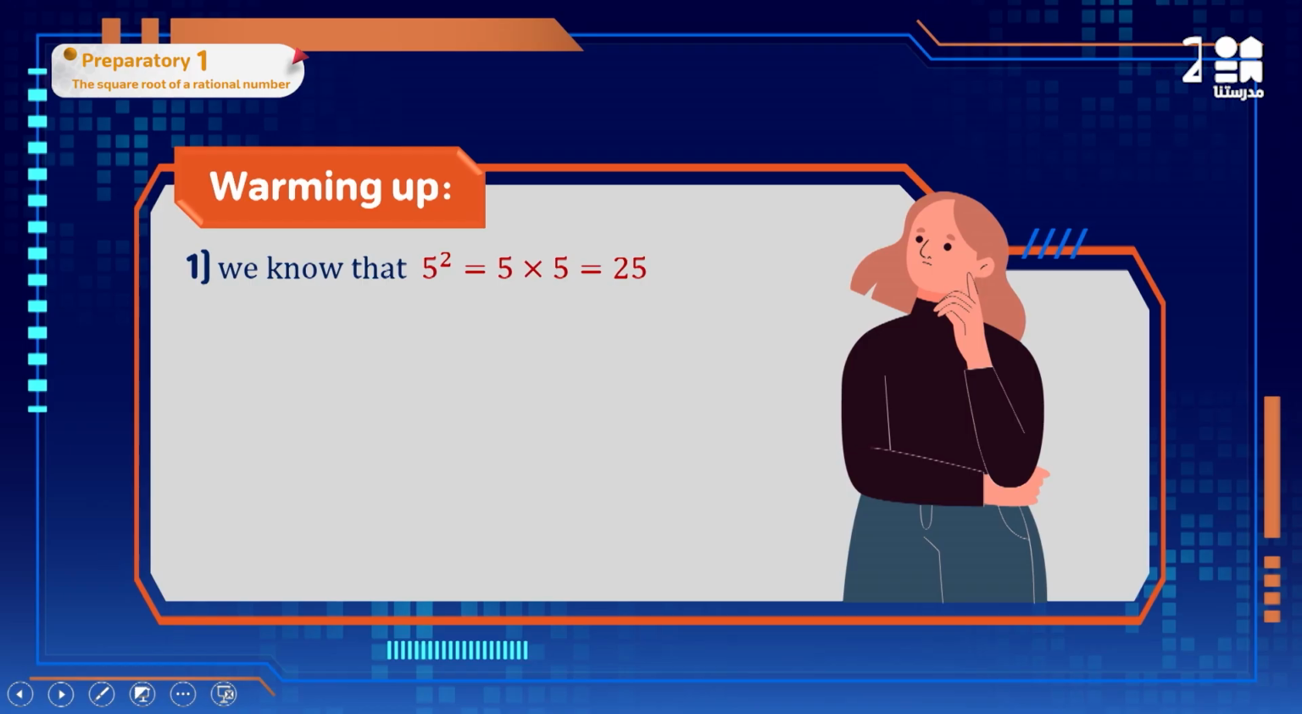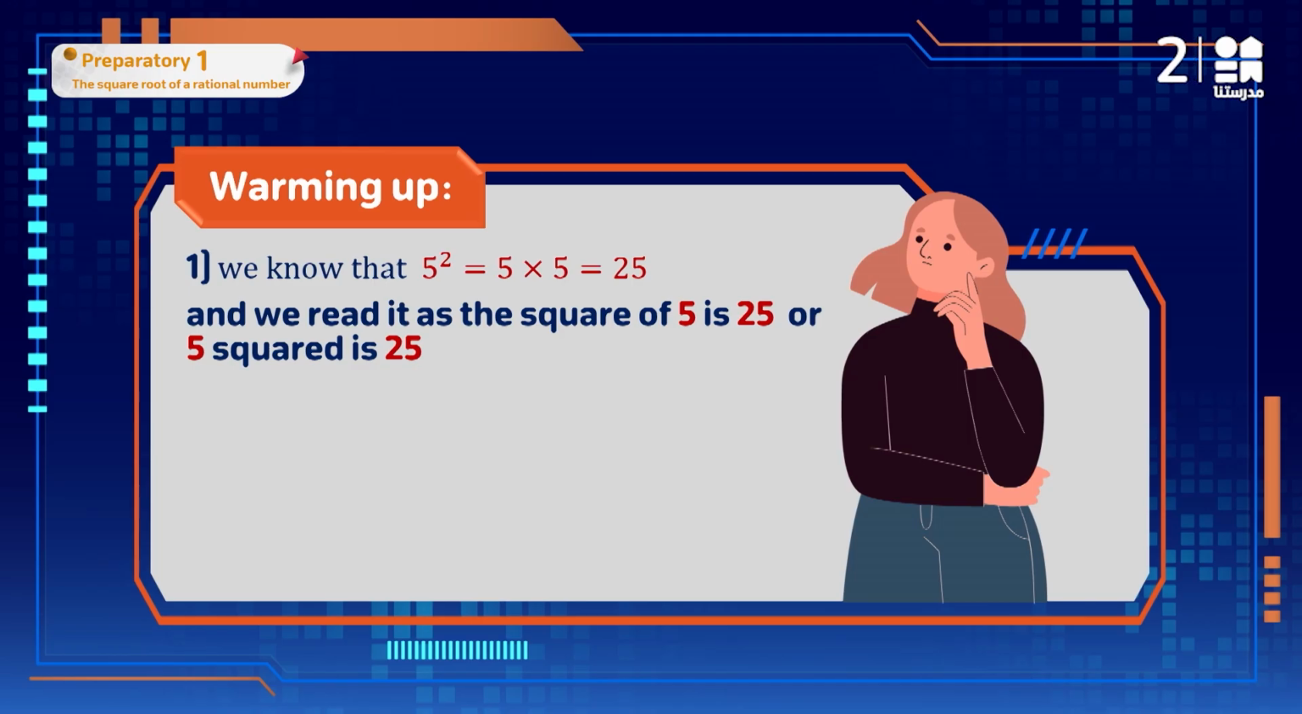The square root of a rational number. Our warming up for today's lesson, number 1. We know that 5 squared means 5 times 5, which is 25. And we read it as the square of 5 is 25, or 5 squared is 25.